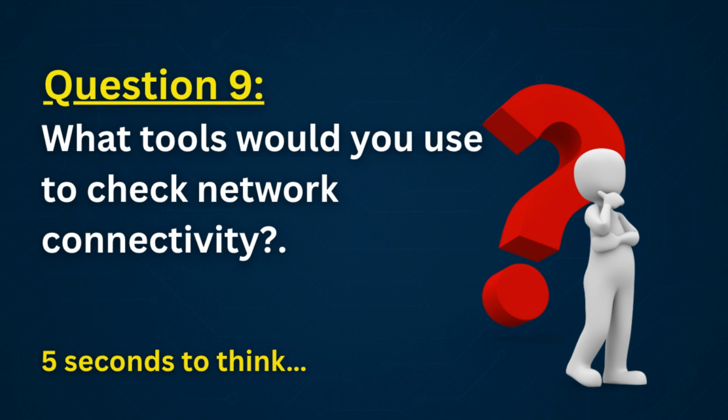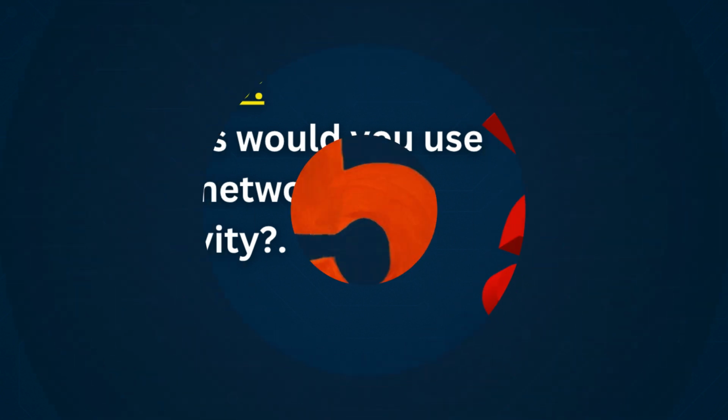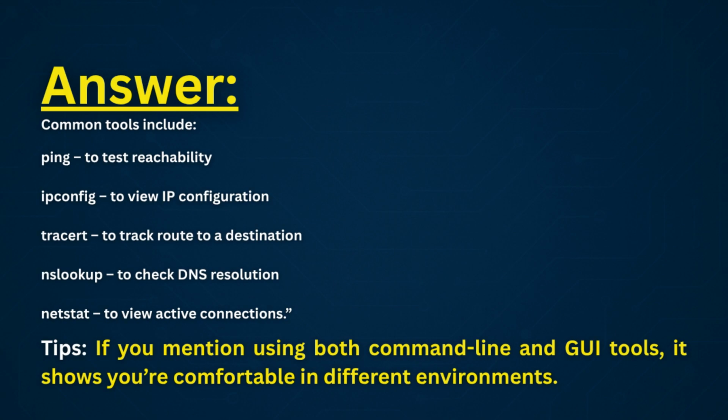Question 9. What tools would you use to check network connectivity? You've got 5 seconds to think. Common tools include ping to test reachability, ipconfig to view IP configuration, tracert to track the route to a destination, nslookup to check DNS resolution, and netstat to view active connections. Smart tips. If you mention using both command line and GUI tools, it shows you're comfortable in different environments.